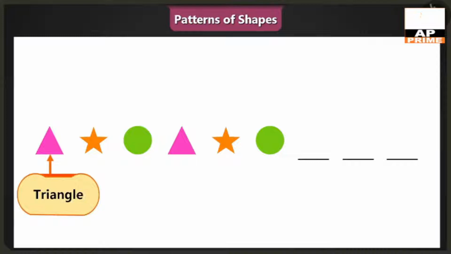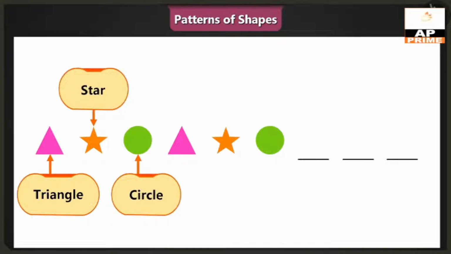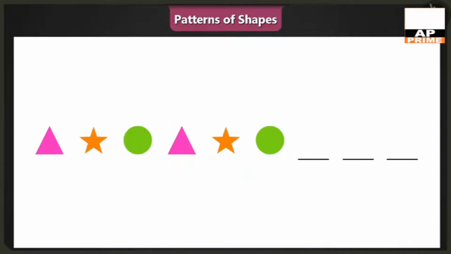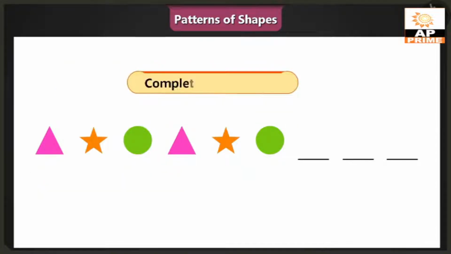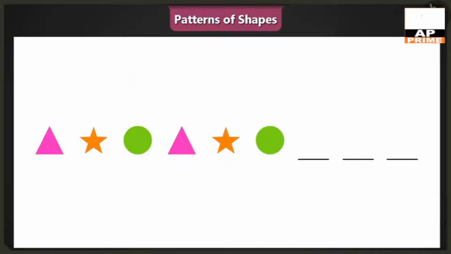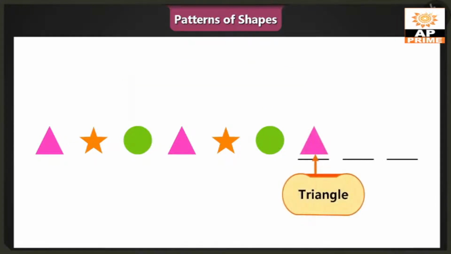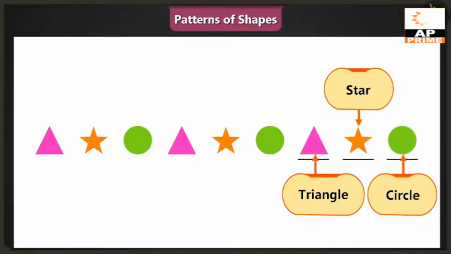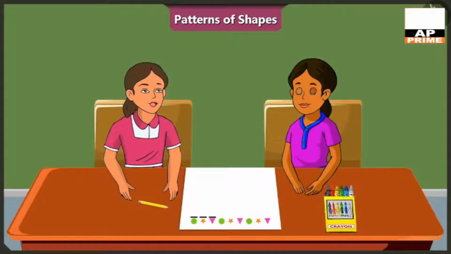In this pattern, a pink triangle is followed by an orange star and then appears a green circle. And this pattern is repeated. Yes, so now please complete the pattern. In this pattern, the next shape will be a pink triangle, then an orange star and then finally a green circle. Very good, Binny. Alright, now it's my turn to ask.